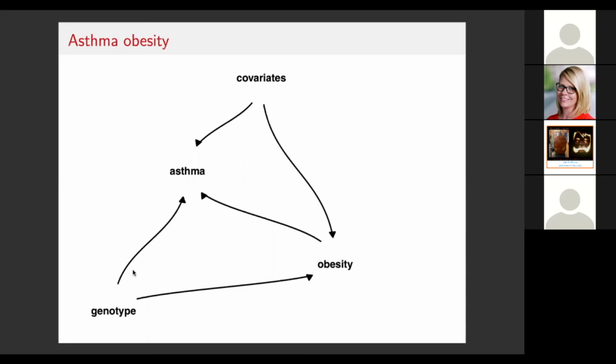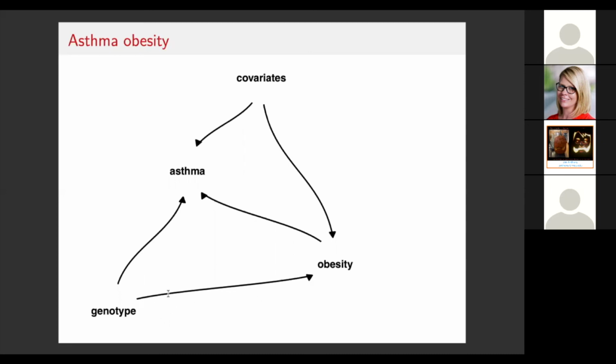What is of interest to us is whether the genotype that affects asthma also affects obesity or not, if there's this causal link or not, and if there is, how to estimate it. So let me give you, now I also told you this is an asthma case control study. So asthma is a collider, right? Because there are arrows converging on it.